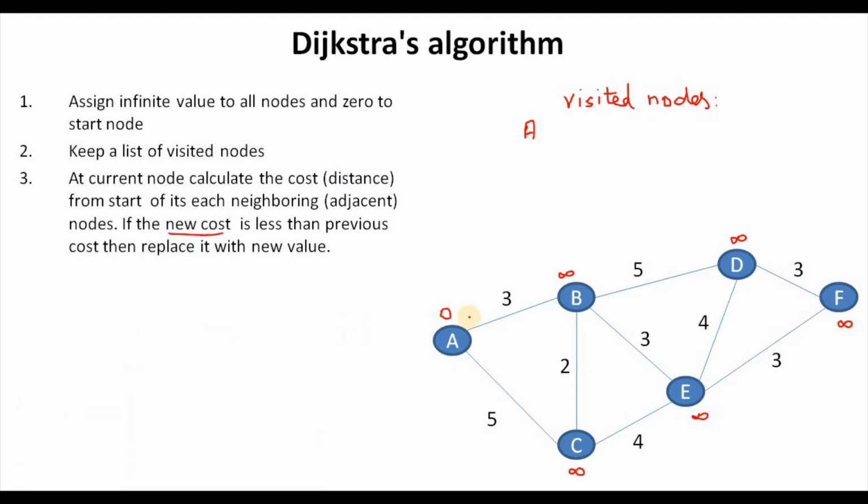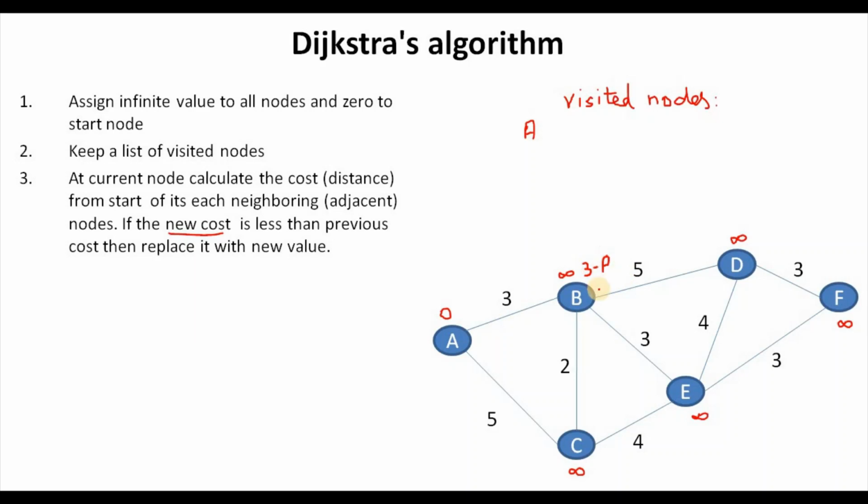Okay, so let's see, what's the distance from A to B? It's 3 actually, because this edge has a cost or distance of 3. So if I move from A to B, then I have covered a distance of 3. So I shall put the value 3 here. And what's the parent of B? It's A actually. So we put 3, B.